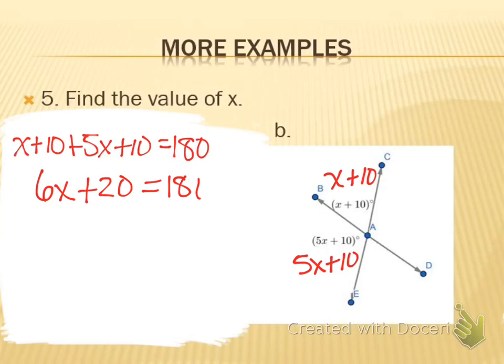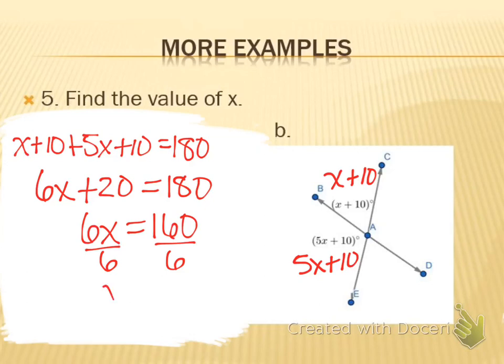6x plus 20 equals 180. We start to solve by subtracting 20. 6x equals 160. We divide by 6. So what do we get for x? It's not going to come out to a whole number. That's okay. What do we get? 26.6 repeating. Okay, so we'll put that down there. Normally I like it when they come out nice, but they don't have to.